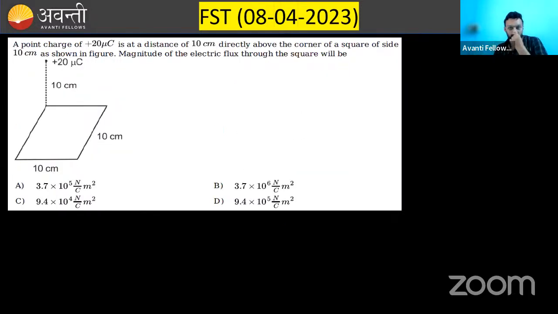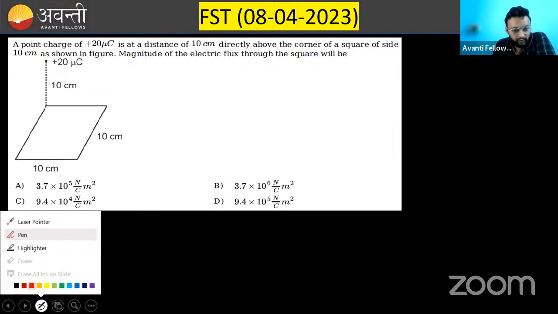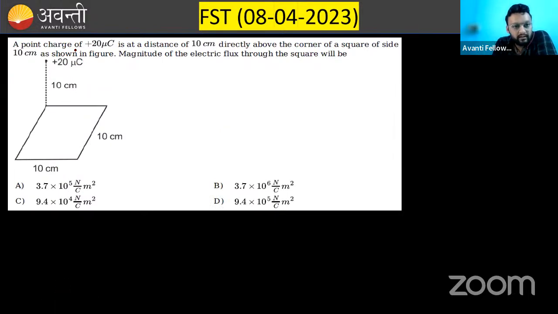Now, this is a good question. The question says, you can see it from the diagram, there is a square of 10 by 10 centimeter. And at a height of 10 centimeter from one corner, a charge of 20 microcoulomb is placed. You need to calculate the flux through the square.